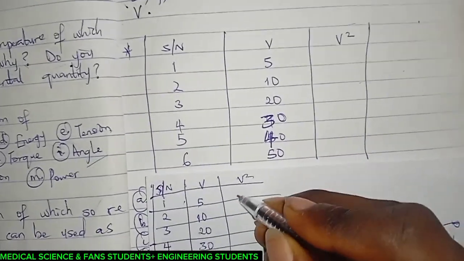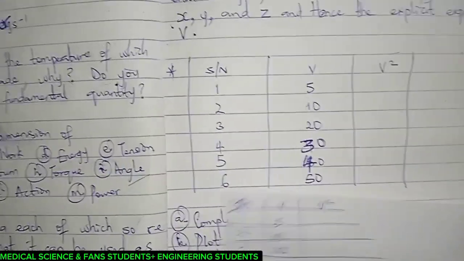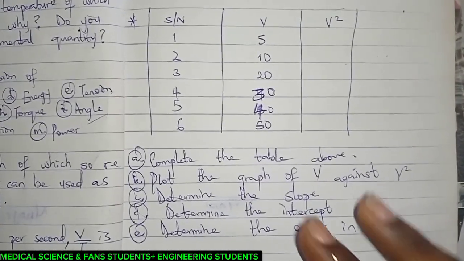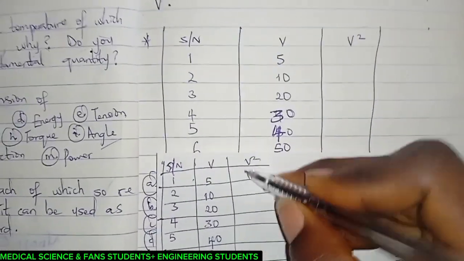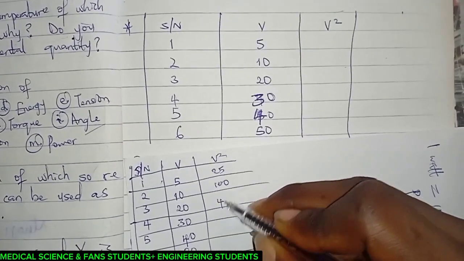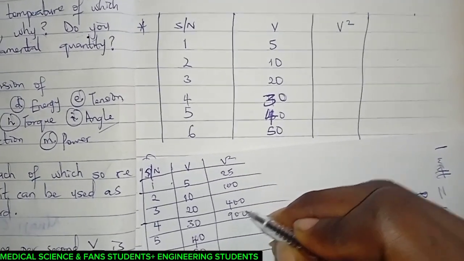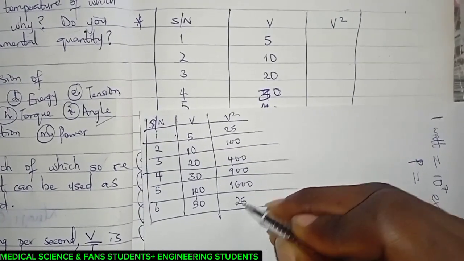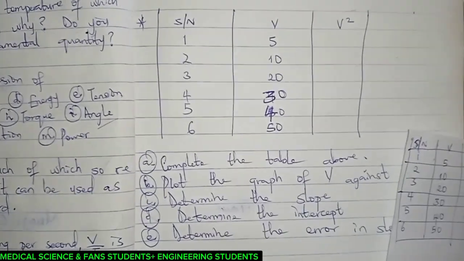Alright, notice this is the question given to us, a practical question. They say we should complete the table above. It's not hard. 5 square is 25, 10 square 100, 20 square 400, 30 square 900, 40 square 1600, 50 square 2500. Now we check our graph.